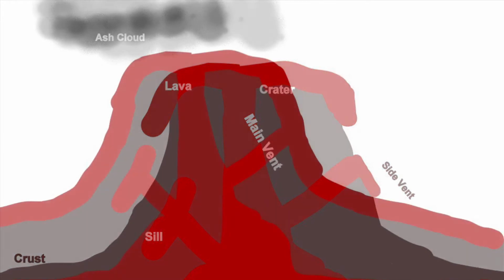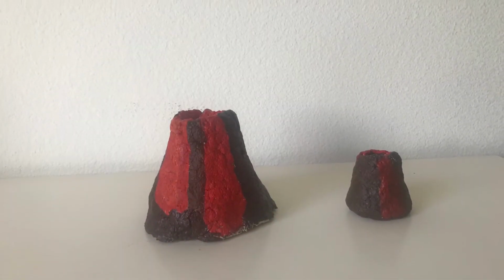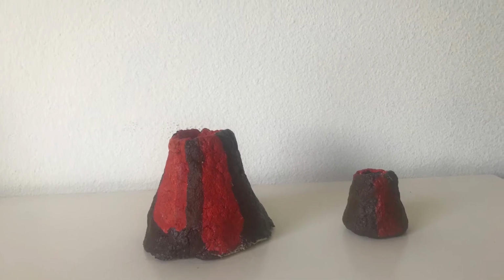As the lava flows down the volcano, it will eventually cool and harden and form new rocks. Every time the volcano erupts, a new layer of rock forms, and the volcano grows taller, and it erupts again, more rock forms, and it grows even taller. If we're looking at the two volcanoes that I made, we can assume that the taller one has erupted more times than the smaller volcano.